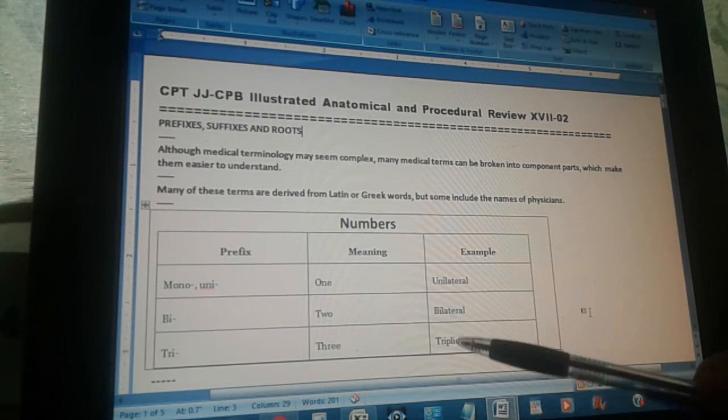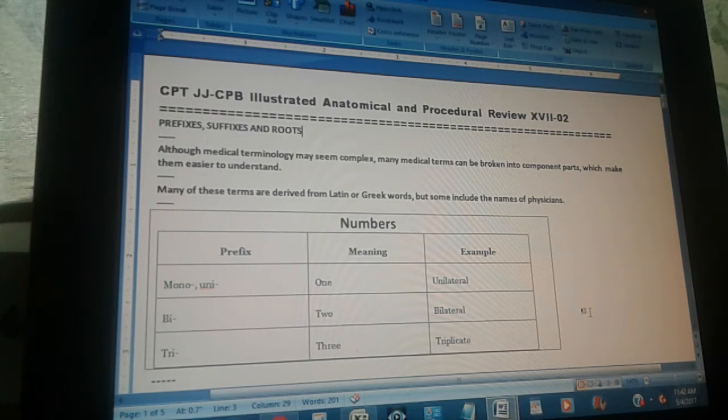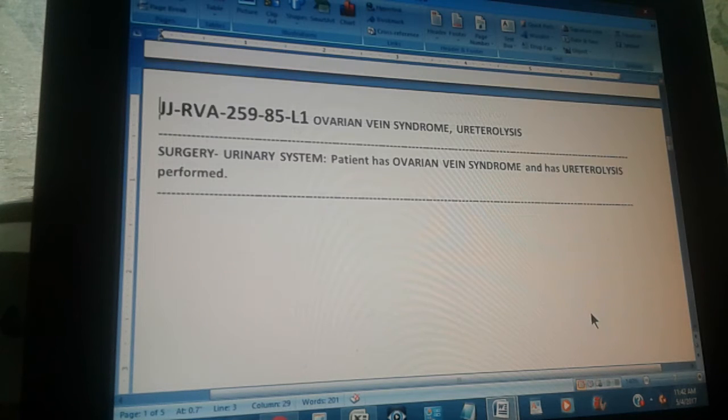So if it follows two consonants, it's triplicate. If it follows only one consonant, it's tripod. But both of them mean three. Okay, so that is our theory for today. Now we're going to do a problem. Problems 1 to 3. Okay, JJ-RVA, page 259, exercise 85.